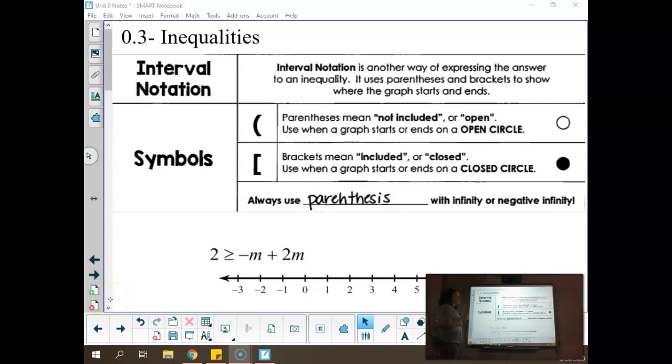All right, guys, so here are the notes for 0.3, which is going to be about inequalities. The first thing I want to start with is a review of interval notation. You probably saw it as a freshman. Knock on wood, you saw it as a freshman. But it is a way of expressing an answer without the inequality sign.